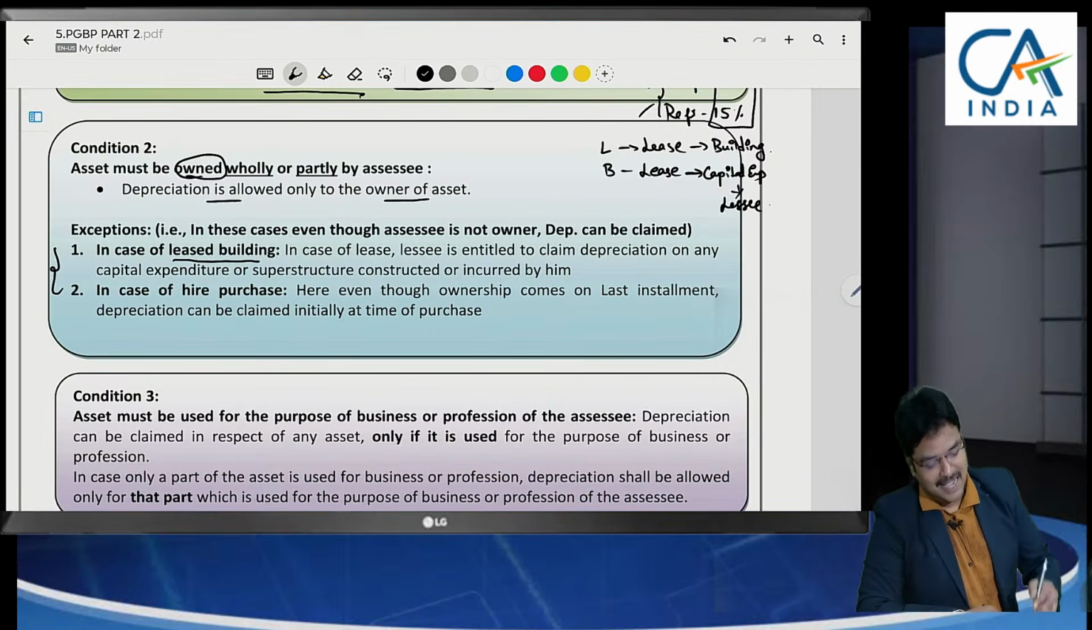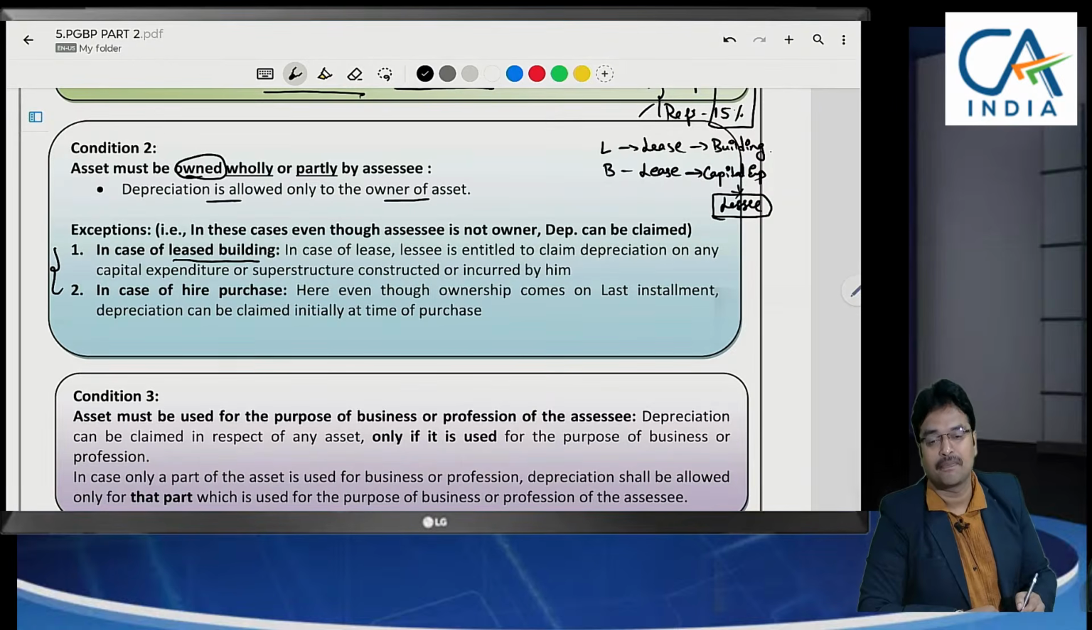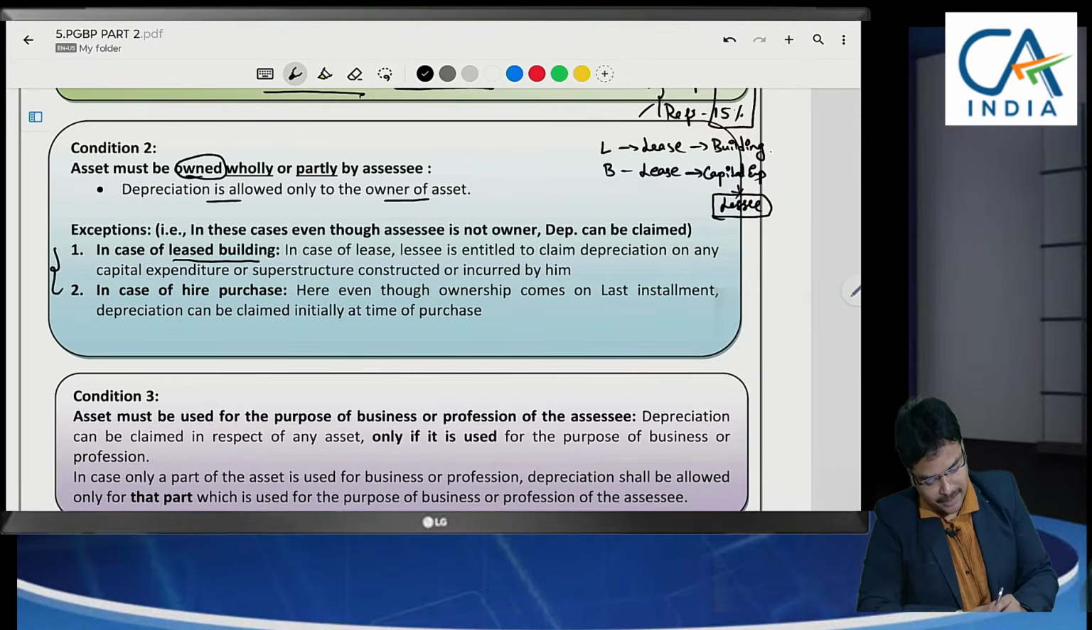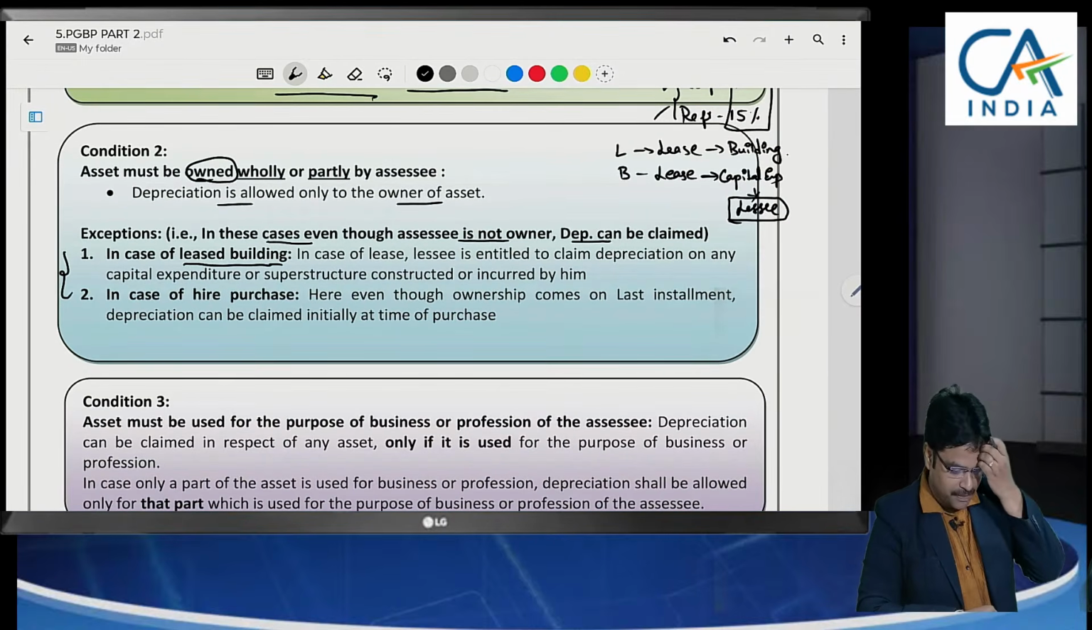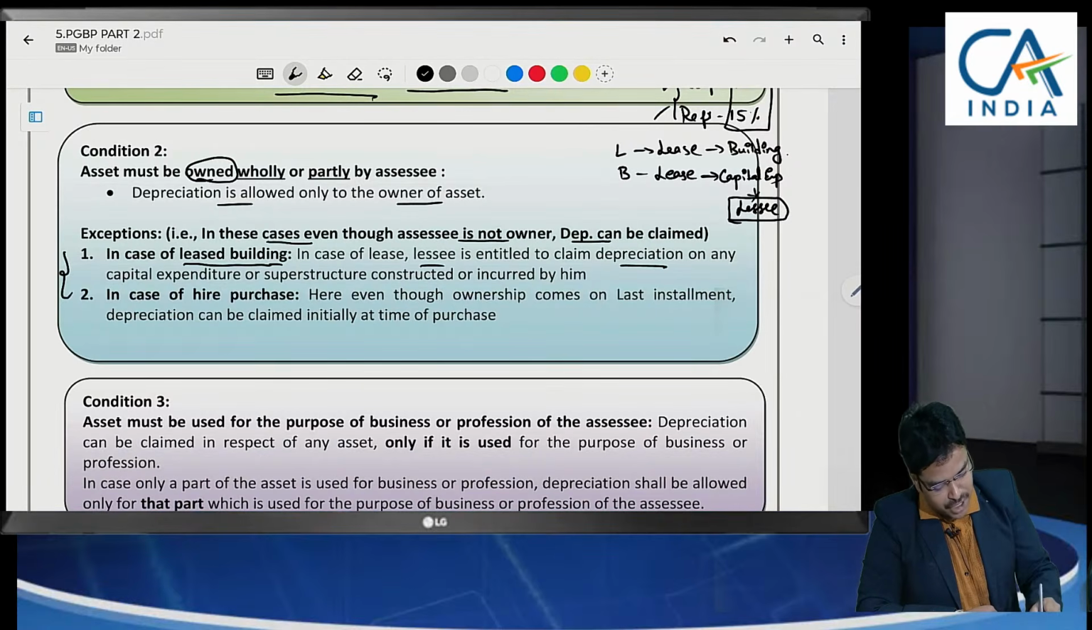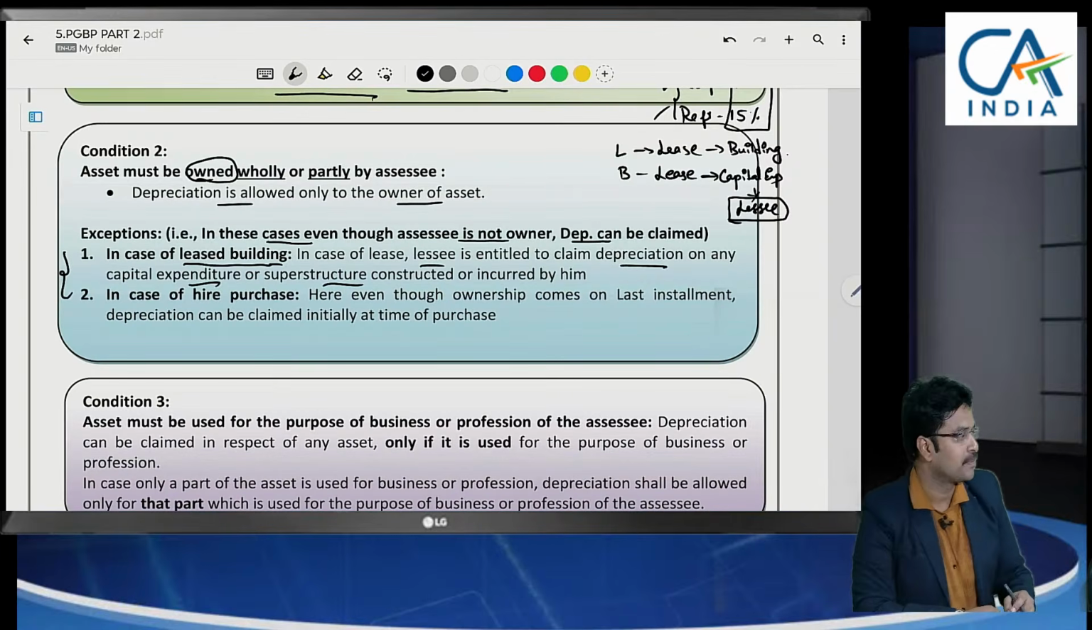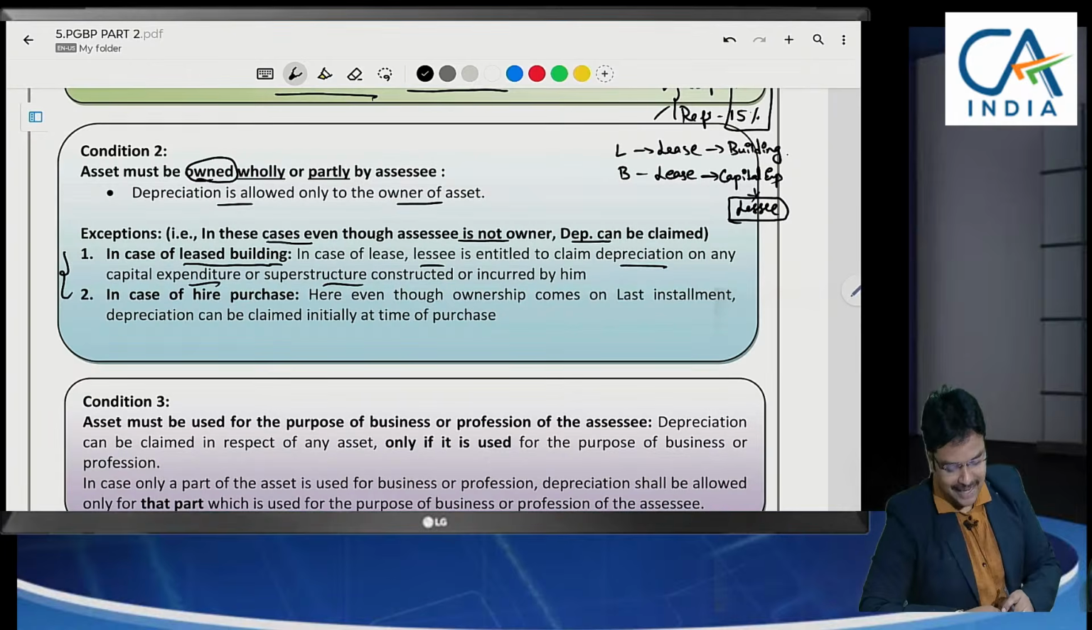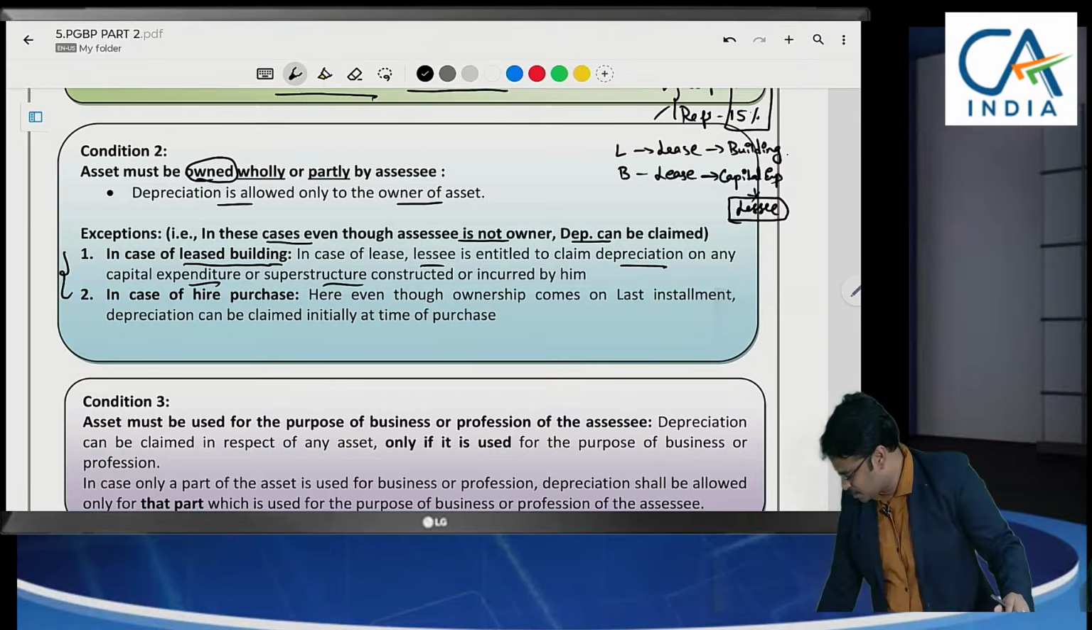In this case, the lessee is not the legal owner, but the lessee has incurred the capital cost. He has incurred capital expenditure. For that capital expenditure, the lessee will be deemed to be the owner. In these cases, even though the assessee is not the owner, depreciation can be claimed. What is that case? In case of a leased building, the lessee is entitled to depreciation on any capital expenditure or superstructure constructed by him. So, in case of a leased building, the lessee can claim depreciation. That is the first exception.